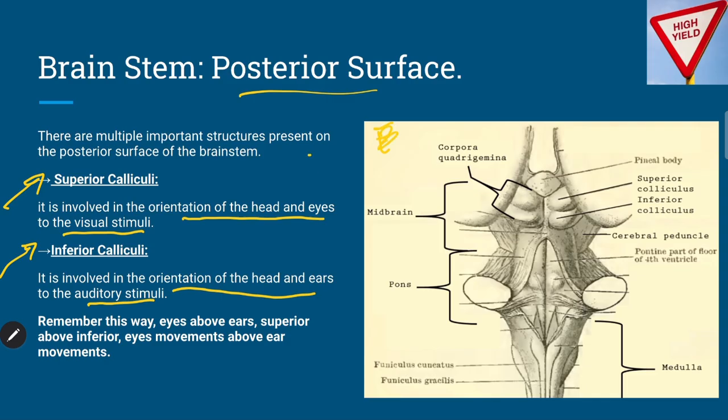Eyes are present above the ears. So superior is present above the inferior. Very easy to remember. So if you look at here, superior colliculus is present right here, inferior is present right there. So these two areas. If the eyes are above, they're going to come there, and if the ears are present here, they're going to go there. So the reflex goes accordingly.